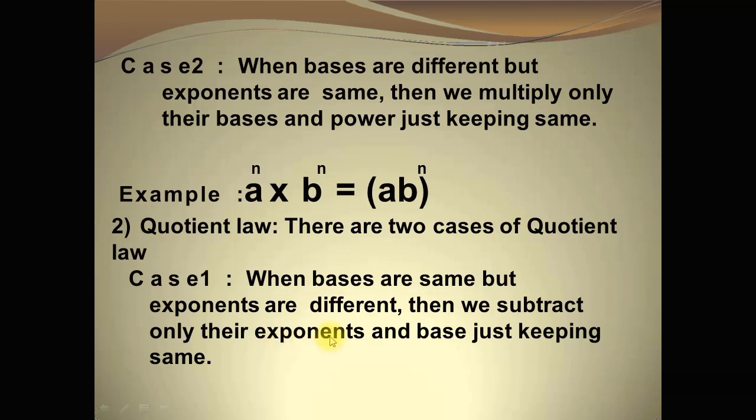Dear students, I want to repeat this. Note that in the product law, when bases are the same but exponents are different, then we add their exponents and the base is just kept the same. But in the quotient law, when bases are the same but exponents are different, then we subtract their exponents and the base is just kept the same.